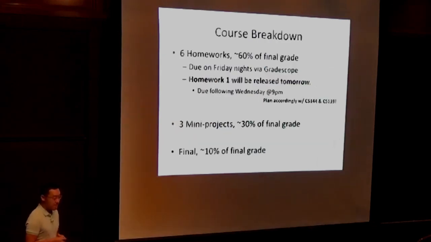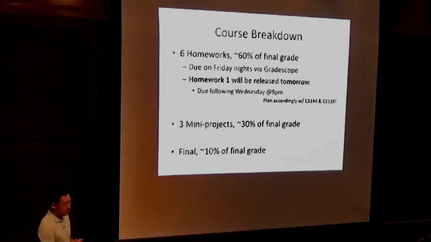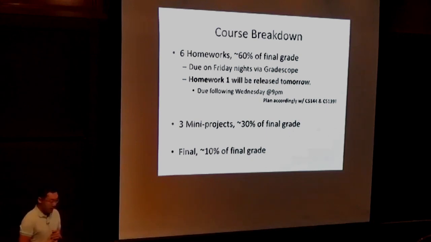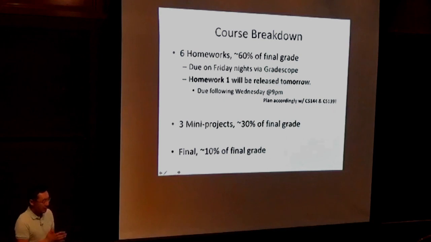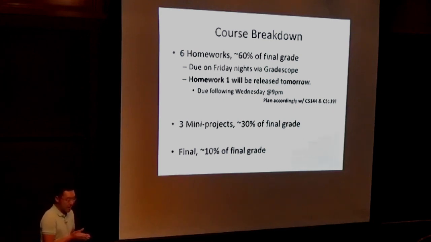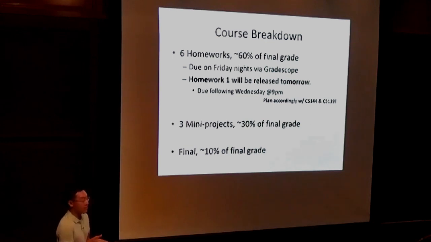Okay, the course breakdown. Basically, there's 10 things. Each one is worth 10% of the grade. 6 homeworks, in total worth 60%. And that is a typo. I'll fix that. It's due Wednesday night on Gradescope. And 3 mini projects, in total worth 30% of the final grade. And a final exam worth 10% of the final grade.